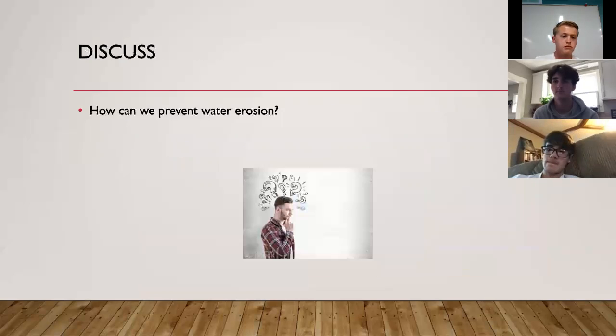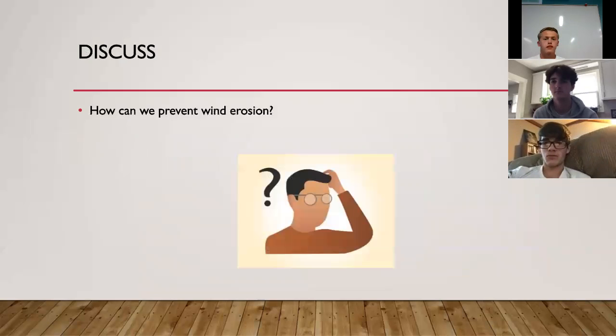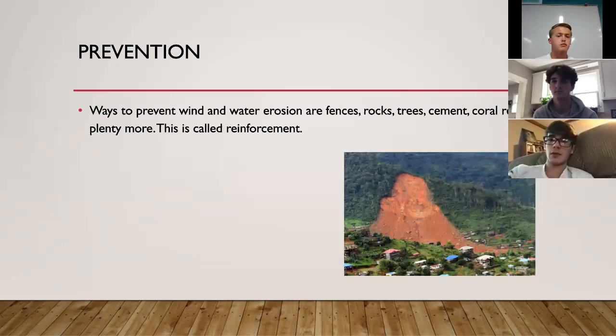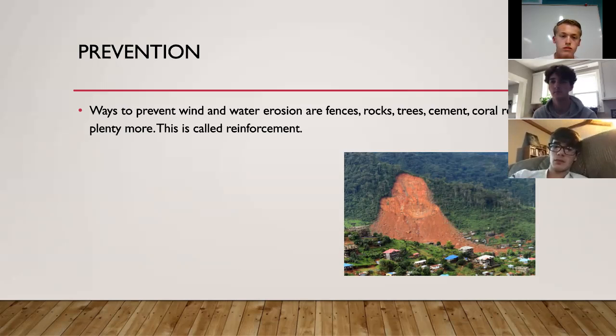So discuss with yourself what you can do to prevent water erosion. And again, with your class, discuss ways that you can prevent wind erosion. Some ways that you can prevent erosion for wind and water are fences, rocks, trees, cement, coral reefs, and there are many more. This is a term known as reinforcement.